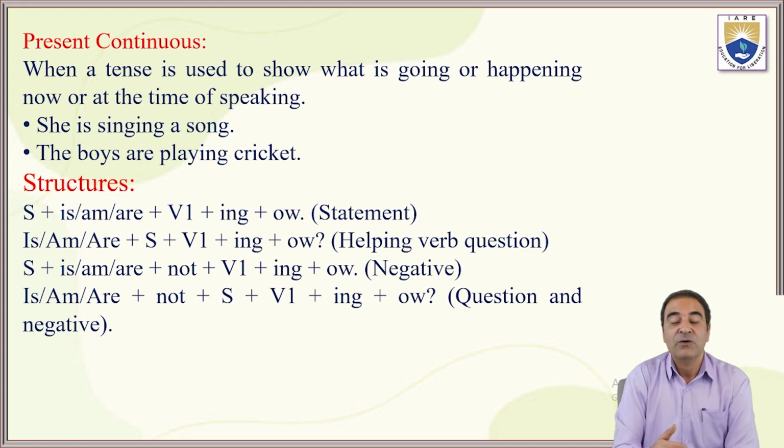Remember, we use present continuous tense to express an action which is going on at the time of speaking. For example, she is singing a song. When I am speaking about this event or an action, what she is doing, she is actually singing a song. That's why I say she is singing a song.